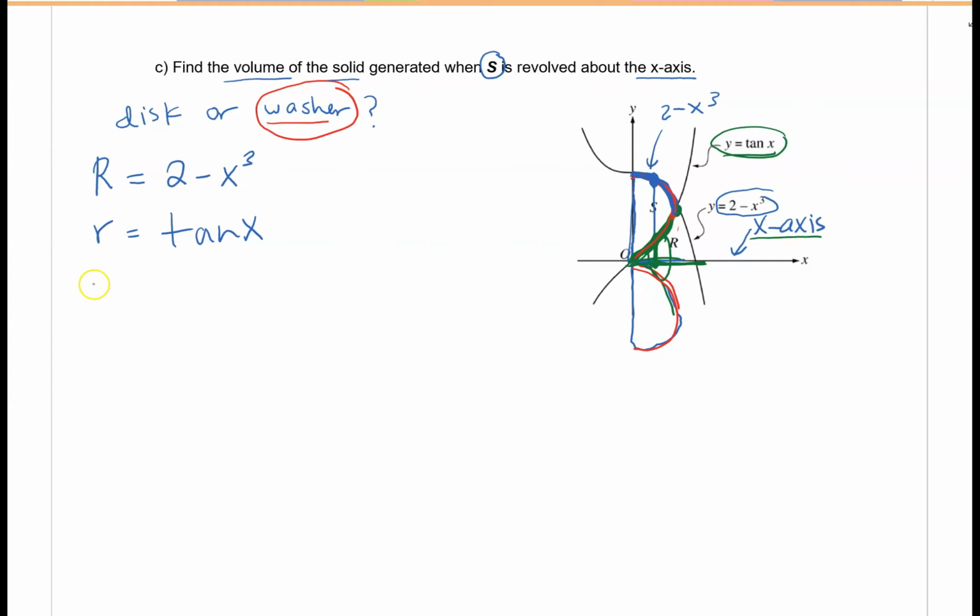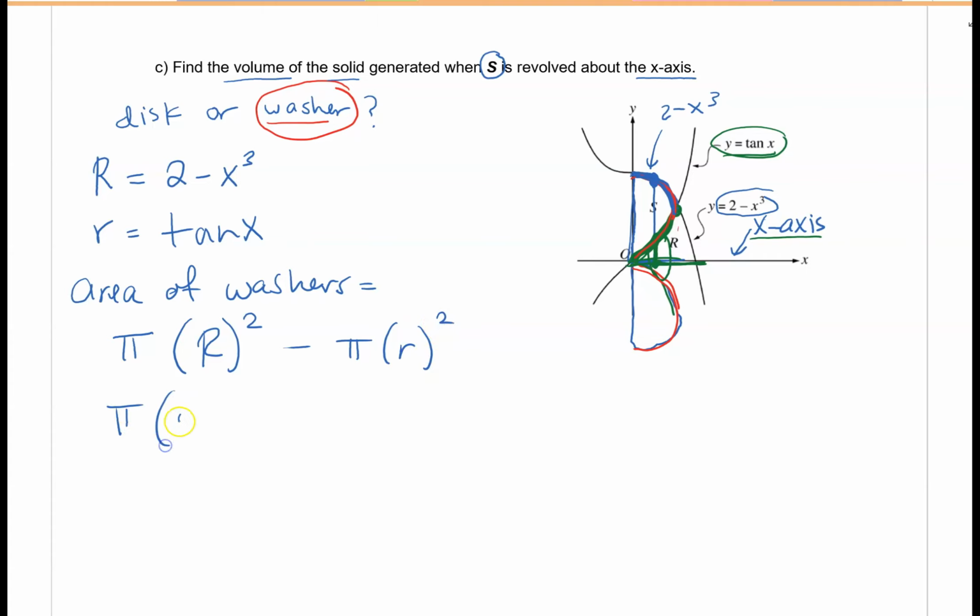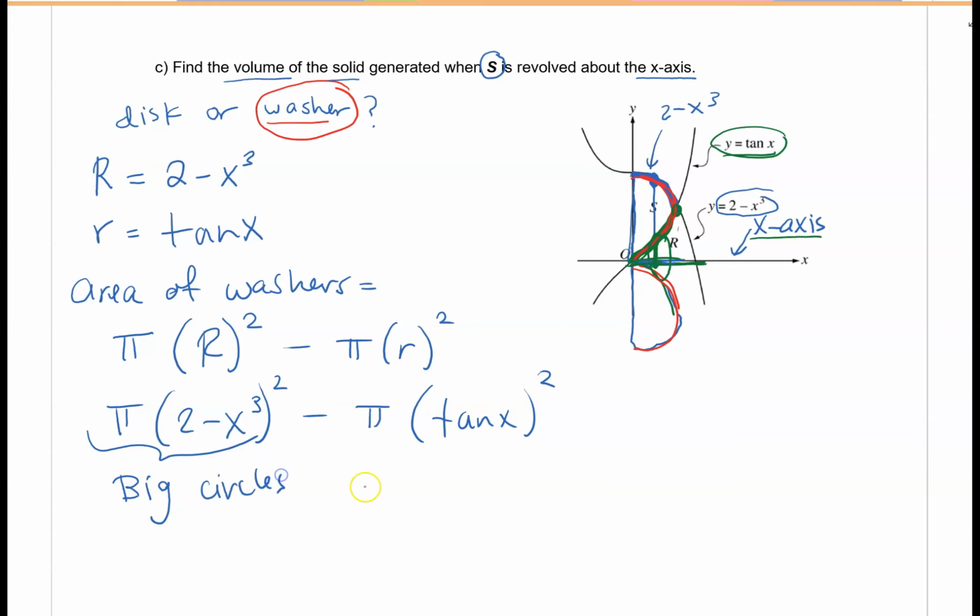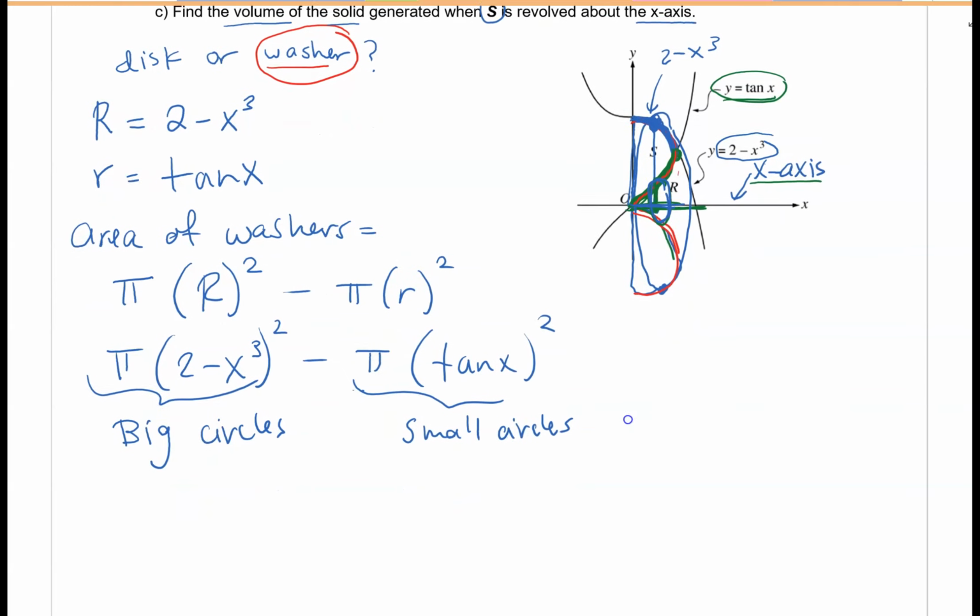So I know that the area of my washers is going to equal pi times the large radius squared minus pi times the small radius squared, which in this case is pi times (2 minus x cubed) squared minus pi times tan of x squared. So what this is finding is the area of the big circles, the ones that stretch all the way from the outer edges to the middle. And then we're subtracting from that the small circles, which are these little circles in here, so that we basically end up with washers, circles with holes in the middle.